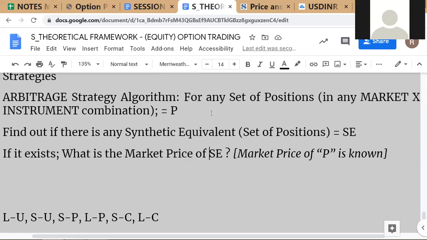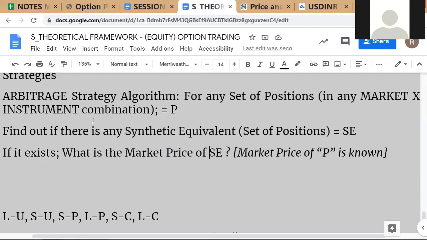All right, so you can consider both the long and short side. Both long and short would be executed at the same market price in both the markets, in both the synthetic equivalent and the original position. There is a market price, and we assume that there is no bid-offer spread difference. In real life, you can adjust for that.